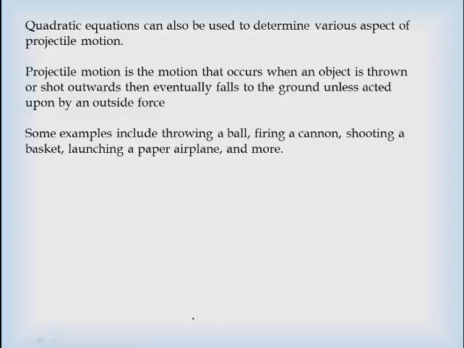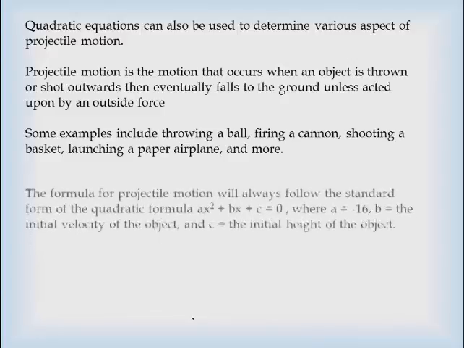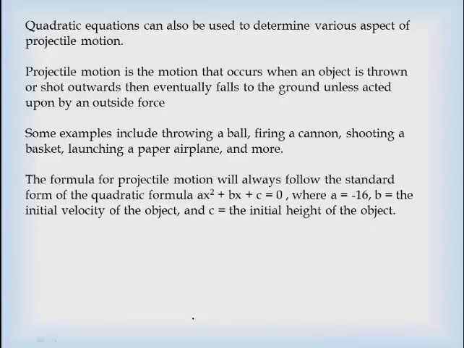So we have throwing a ball, firing a cannon, shooting a basket, launching a paper airplane, firing a gun, things like that. The formula for projectile motion always follows the standard form of the quadratic equation, and a will be negative 16. This has to do with gravity. Thank you, Newton. b is going to be the initial velocity of the object, and c is going to be the initial height of the object.